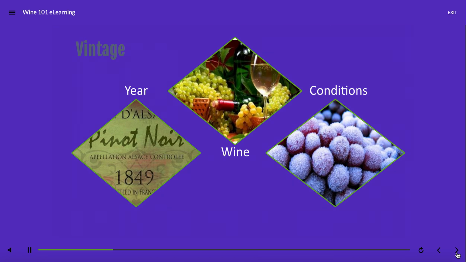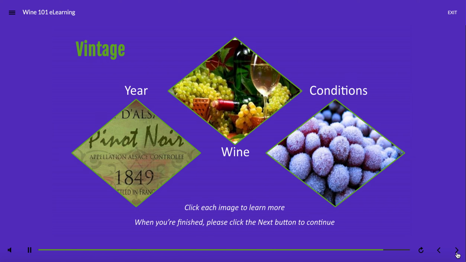Let's learn about the term vintage. Click each image to learn more. When you're finished, please click the next button to continue.